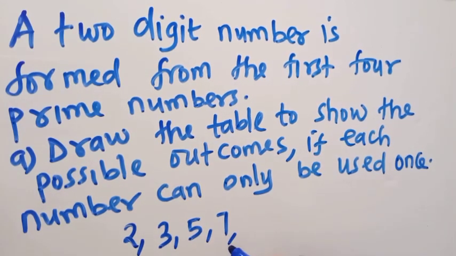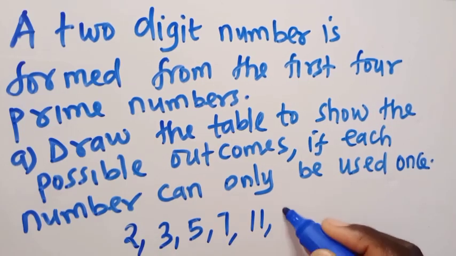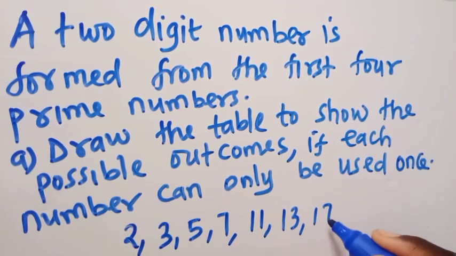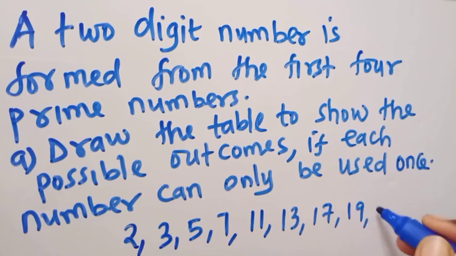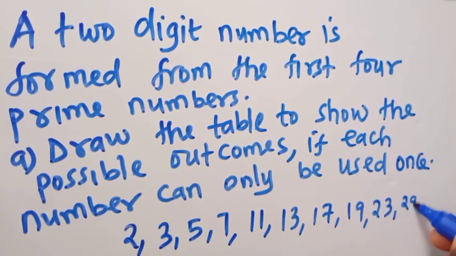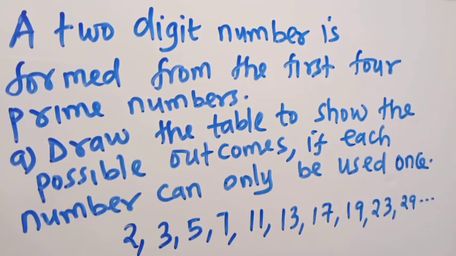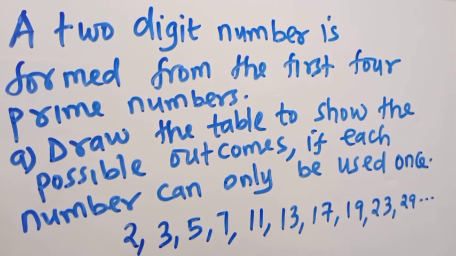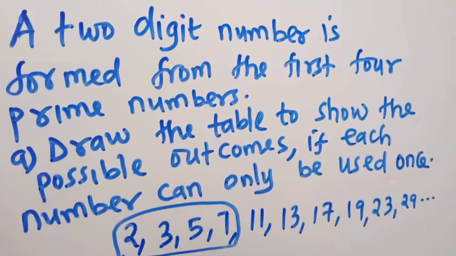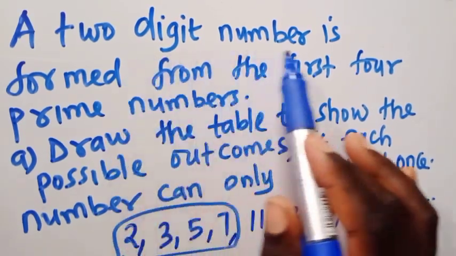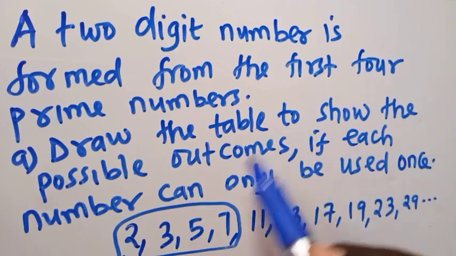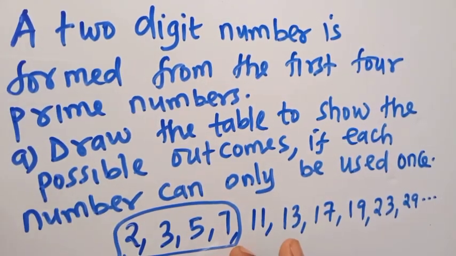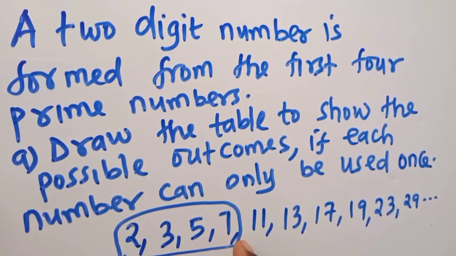We have other prime numbers like 11, 13, 17, 19, 23, 29, and so on and so on. Now, the first four prime numbers are 2, 3, 5, and 7. And therefore, they say that a two-digit number is formed from the first four prime numbers. So we need to form a two-digit number from these first four prime numbers.